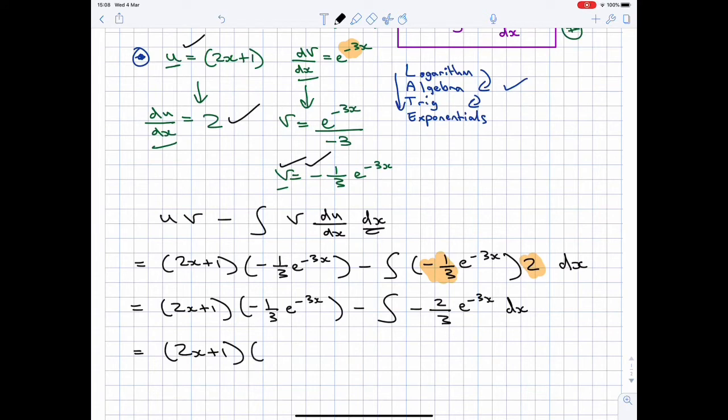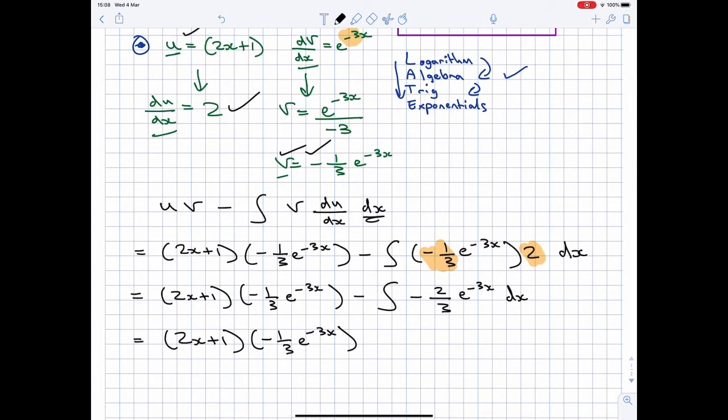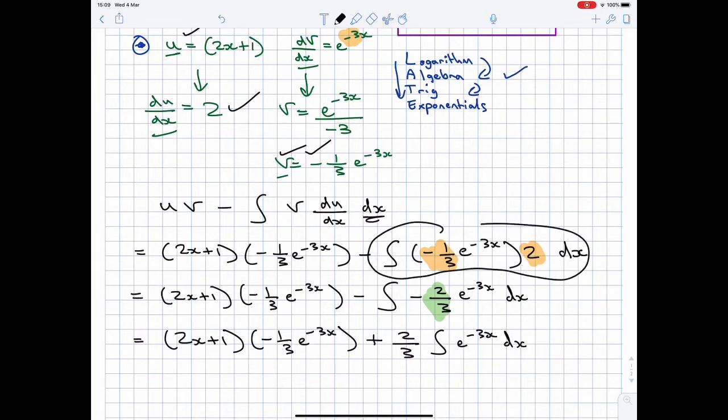So you've got 2x plus 1 minus 1/3 e to the minus 3x. And what we're going to do now, to make life even easier before we integrate this, is bring out any constants that we have. So in this case we've got 2/3 here, and we're also going to take out the minus sign. And once we take the minus sign out, we've got minus times a minus, so we've got plus, and now let's bring out 2/3. And what that means is that we're left with e to the minus 3x to integrate. And that is much easier than trying to integrate this expression.